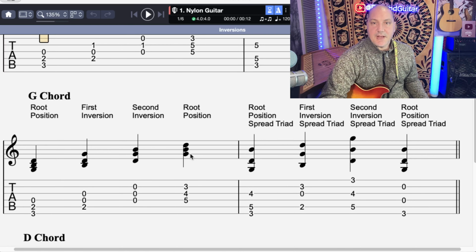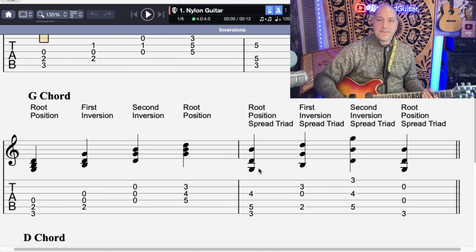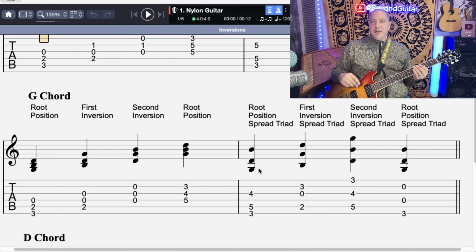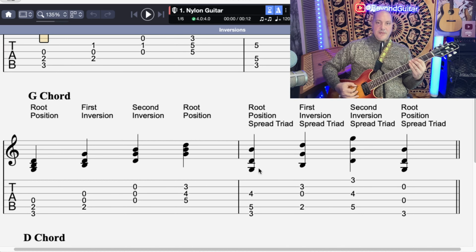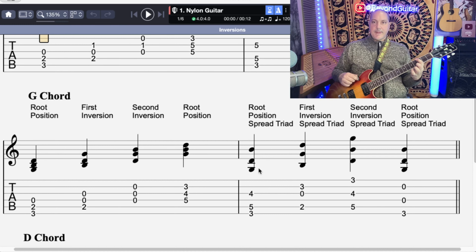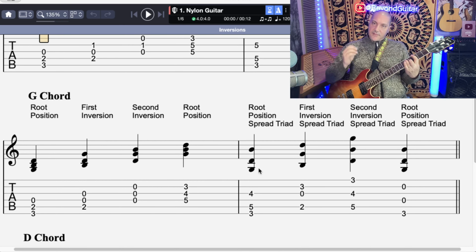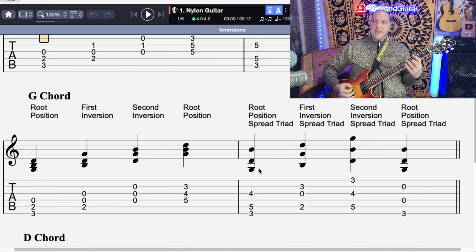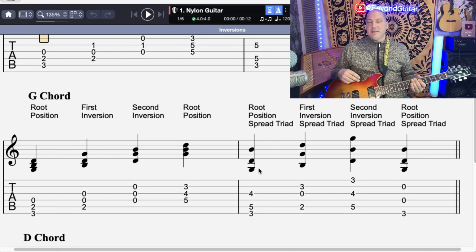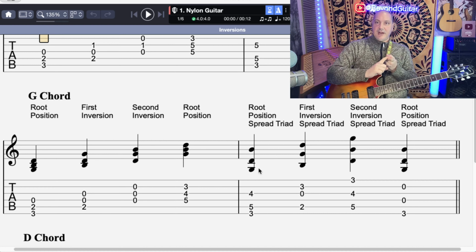Okay, let's check out these spread triads. This is where we put a huge distance between the notes. We're starting on a G. We're going up a fifth to D. Then we're going up a sixth to B. Big space between the notes. We have all the elements it takes to make a G chord. There's a G in there. There's a B in there. There's a D in there.